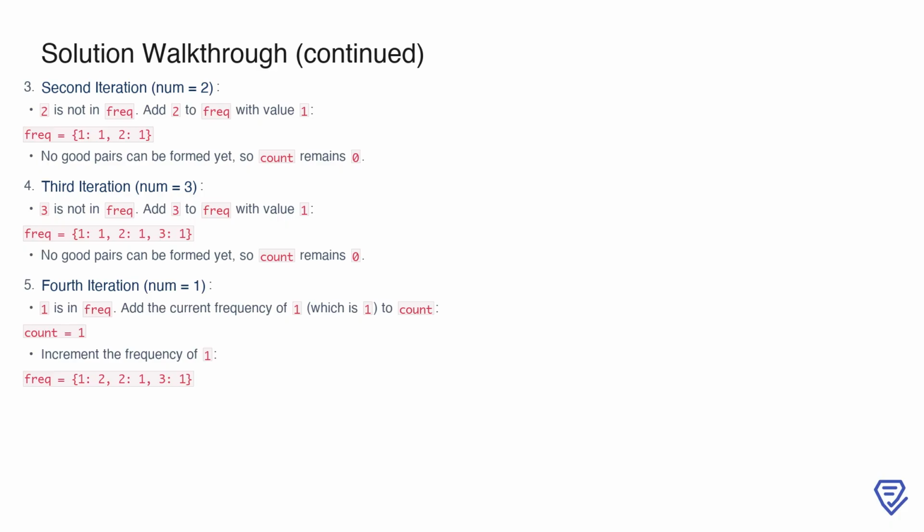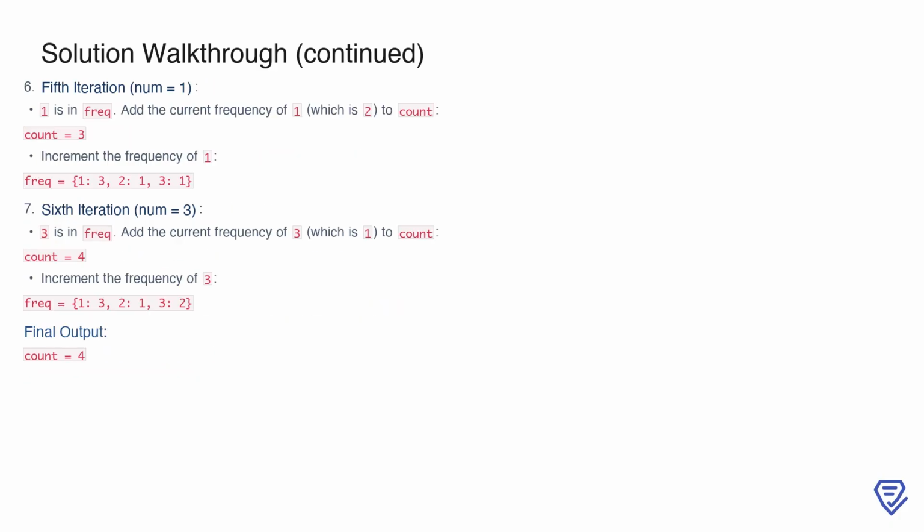Now, in the fourth iteration, we encounter 1 again. This time, since 1 is already in frequency, we add the current frequency of 1, which is 1, to count. This means we have identified one good pair so far, and count becomes 1. We then increment the frequency of 1 in frequency, making it 2.